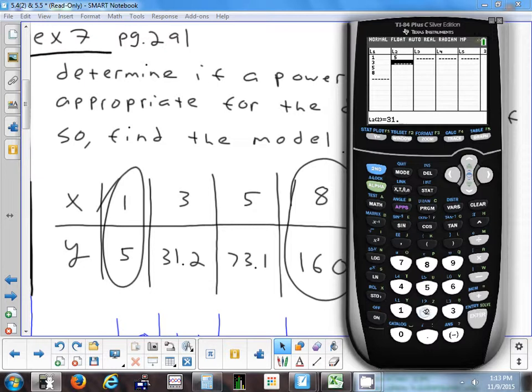5, 31.2, 73.1, and 160. Okay, so any question on getting the table in the calculator?